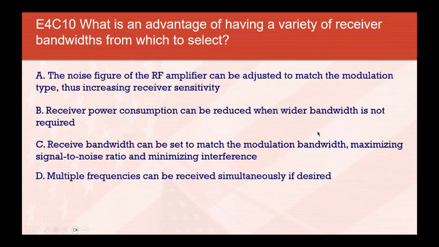Advantage of having a variety of receiver bandwidths from which to select. This is where you have the variable IF pass bands. Receiver bandwidth can be set to match the modulation bandwidth. So we're matching receive bandwidth to modulation bandwidth to maximize signal to noise ratio.